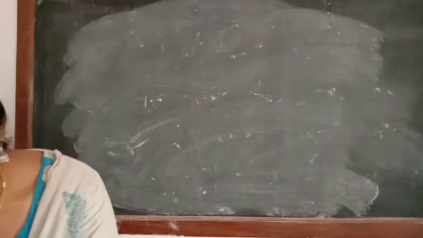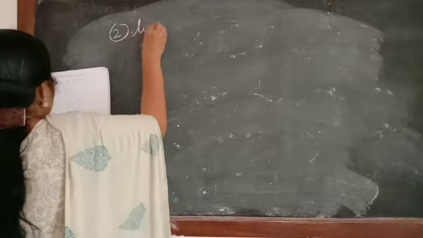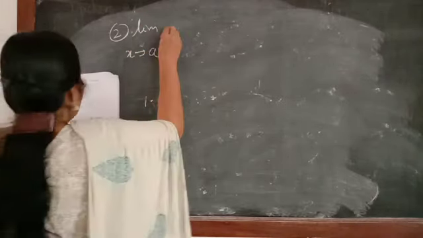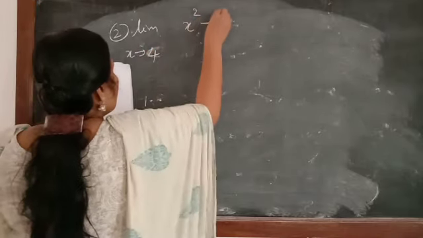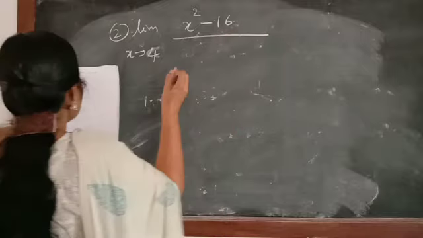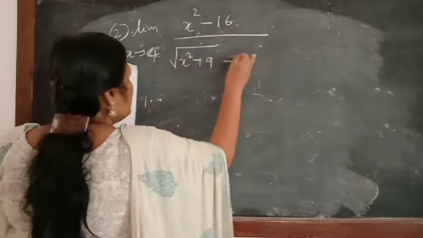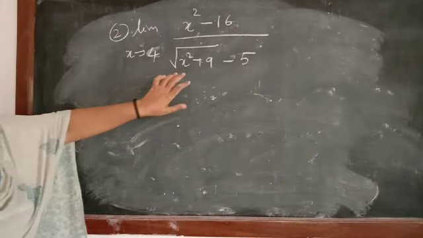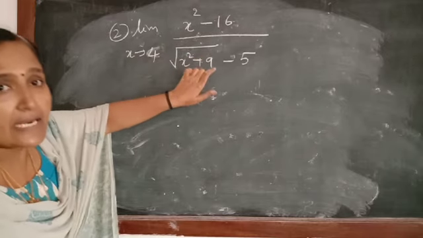Question number 2. In question number 2 we have limit x tends to 4 of (x square minus 16) by (square root of x square plus 9 minus 5). Now in this question we have an irrational number here, so we will rationalize the denominator.